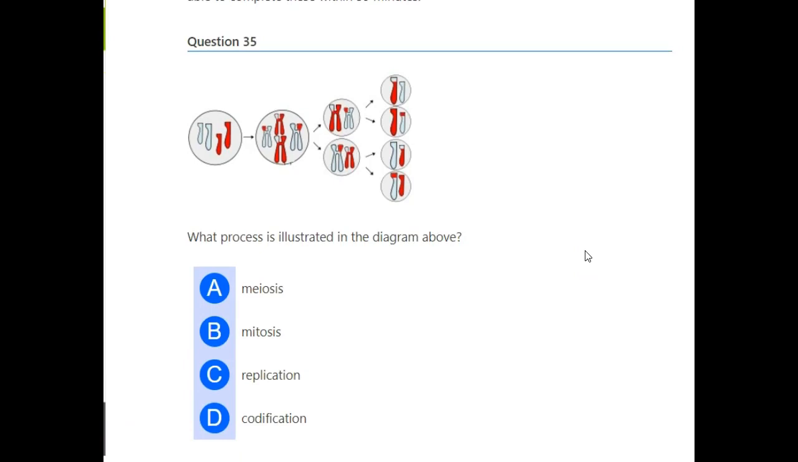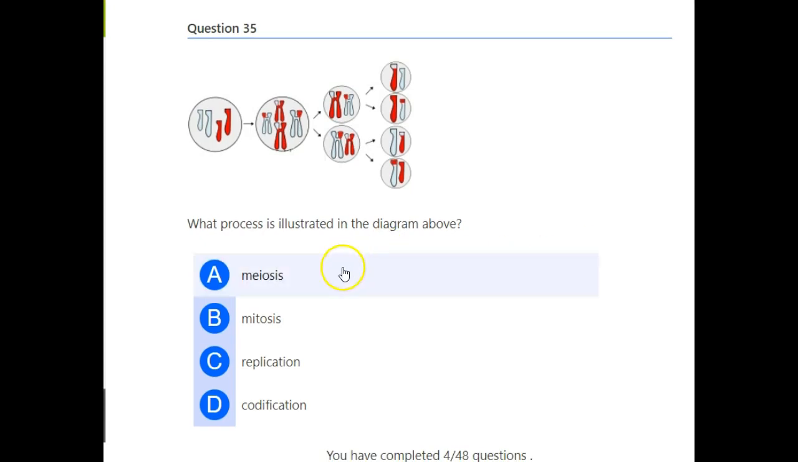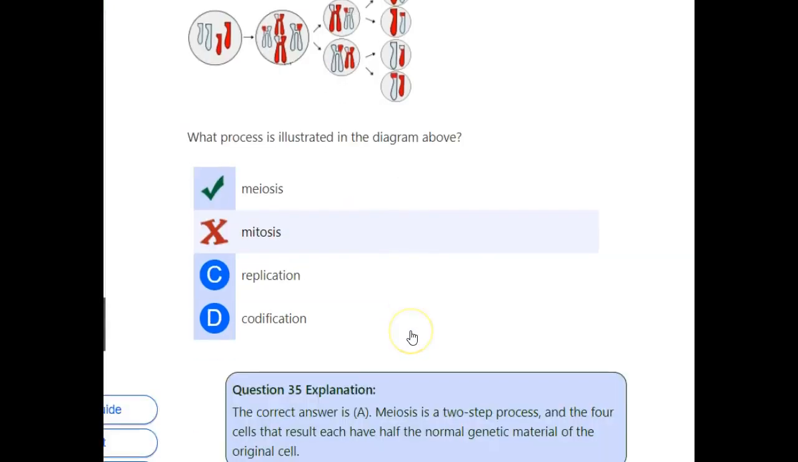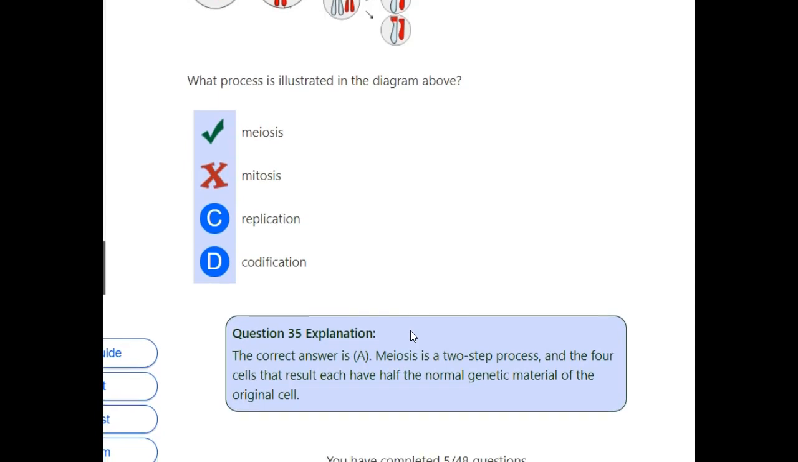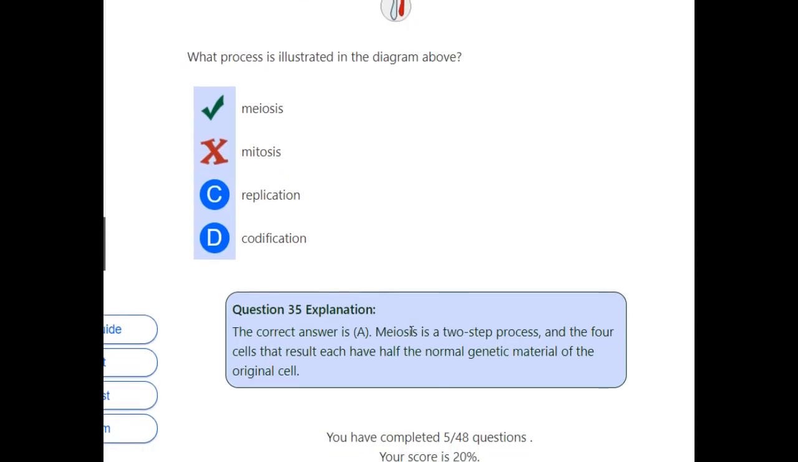Seeing the picture right there, what process is illustrated in the diagram above? A. Meiosis, B. Mitosis, C. Replication, D. Codification. The correct answer is A. Meiosis. It's a two-step process, and the 4 cells that result each have half the normal genetic material of the original cell.